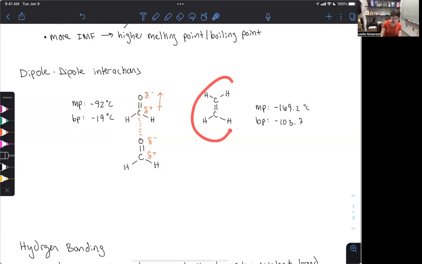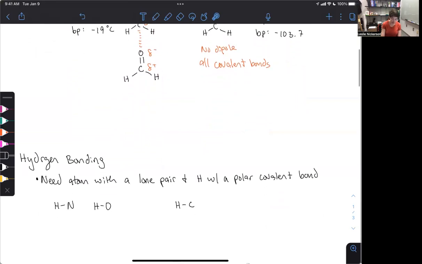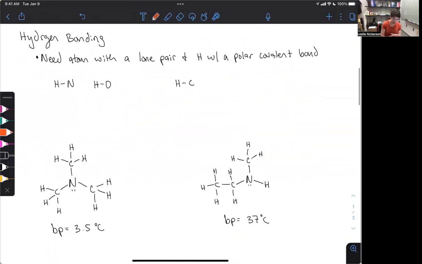On the other hand, over here, we don't have any dipoles. These are all just covalent bonds. There are no polar covalent bonds present, so we can't have any kind of dipole-dipole interactions here. That's the basics of dipole-dipole. You have to identify a dipole by different electronegativities, and then those are going to line up to match each other. There are really nice electron density map pictures in the book if you're interested in looking at those.